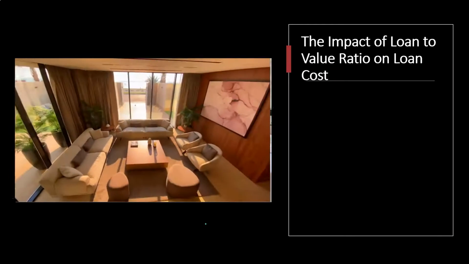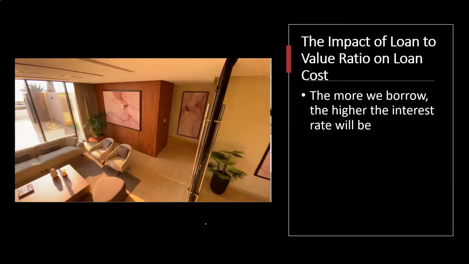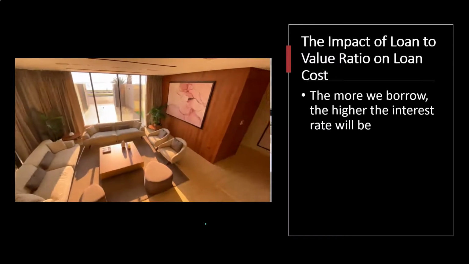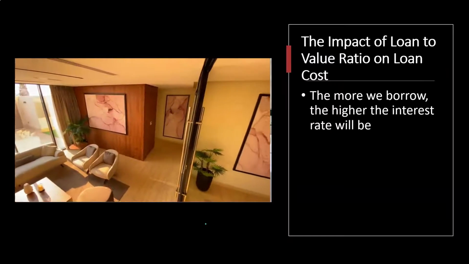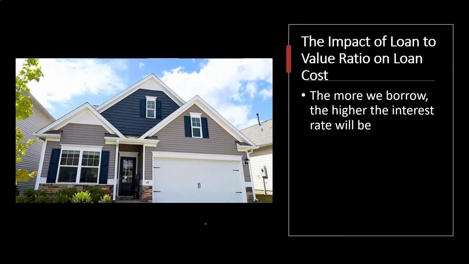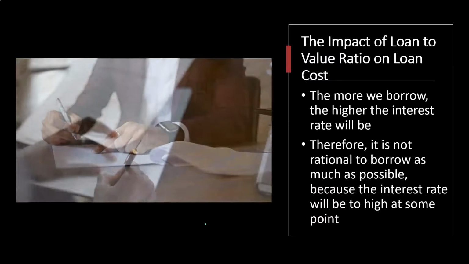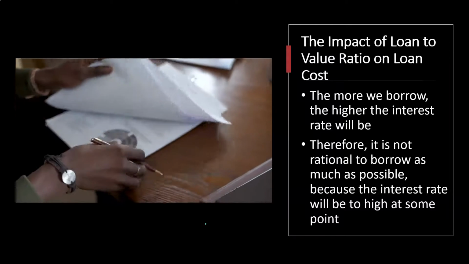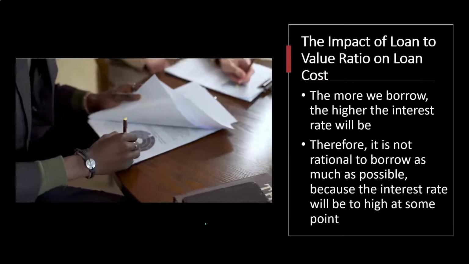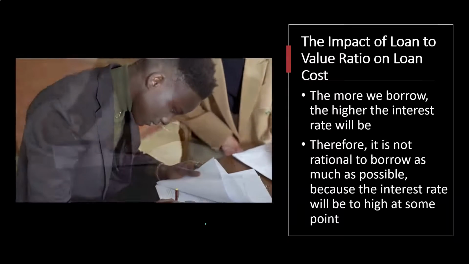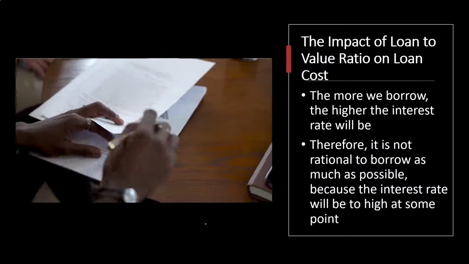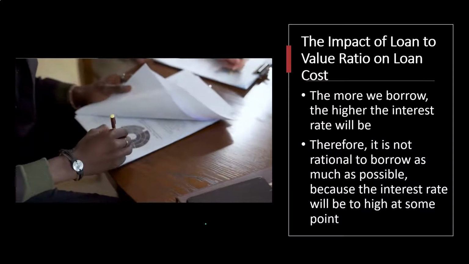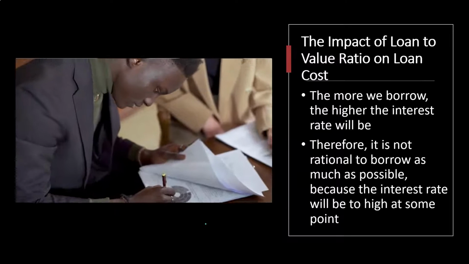So the impact of loan to value ratio on loan costs is that the more we borrow, the higher the interest rate will be. This is the general rule: if we have a significant increase in the amount we're borrowing, because of the structure of the loans, we would expect the rates to increase. So there will generally be a higher rate when we take out a higher loan. Therefore, it is not rational to borrow as much as possible, because the interest rate will be too high at some point. We're not going to just borrow as much as we can. That's not generally a good idea, because the interest rates will go up, and at some point it will not be economically a good idea to borrow more money.